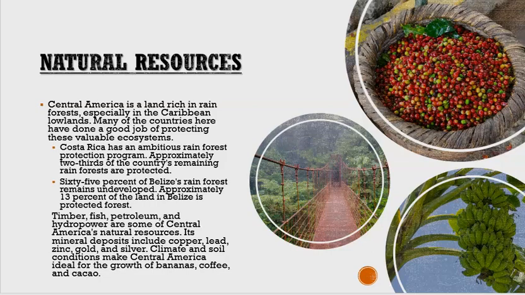One of the main natural resources of Central America is its protected ecosystems of the rainforest. Costa Rica is really good about their rainforest conservation programs, and about 2/3 of the country's rainforests are protected. Also, 65% of Belize's rainforests are undeveloped, so they're untouched, and 13% of the land in Belize is protected forests. With respect to the rest of the region, we've got timber, fish, petroleum, and hydropower being some of the natural resources.